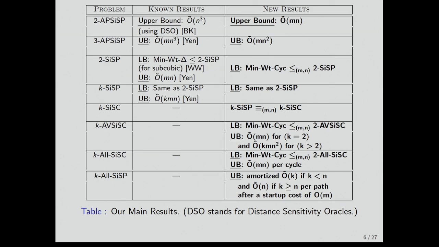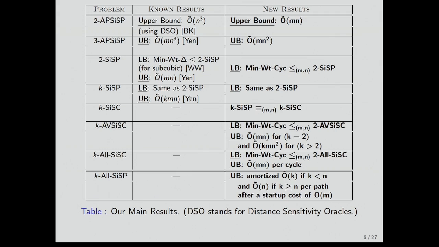Actually, for just the case of 2-APSISP, you can use something called distance sensitivity oracles that I'll define a little later in the talk, and I'll use DSO for short for that. And using them, you can do it in O tilde n cubed, so it's fine for dense graphs, but again, we want efficiency for sparse graphs, and we get O tilde Mn with a new method for this. And bootstrapping on that method, we get Mn squared for 3-APSISP, and that's again a factor of an improvement over previous results. And there is a lower bound here.